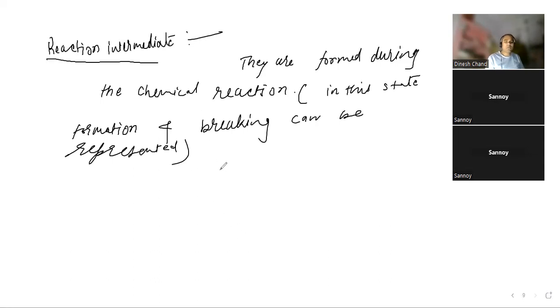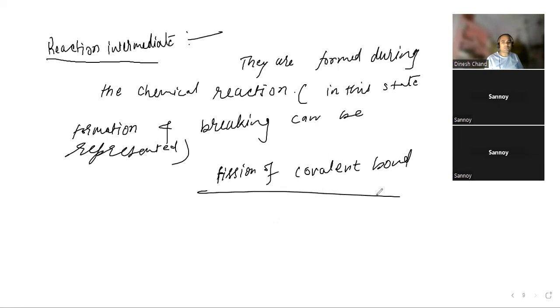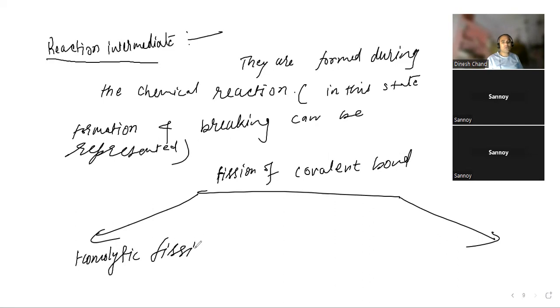First of all, we have to know the fission of covalent bond. How does the fission of covalent bond take place? Fission of covalent bond is of two types. During a chemical reaction, the old bond breaks and a new bond forms. That is homolytic fission. And the second one is heterolytic fission.